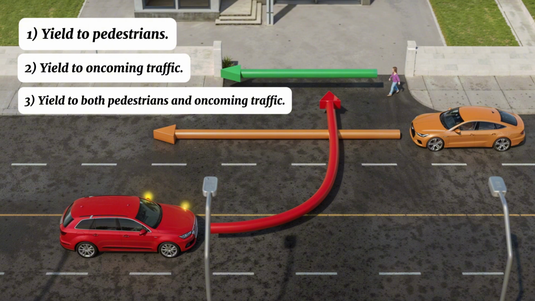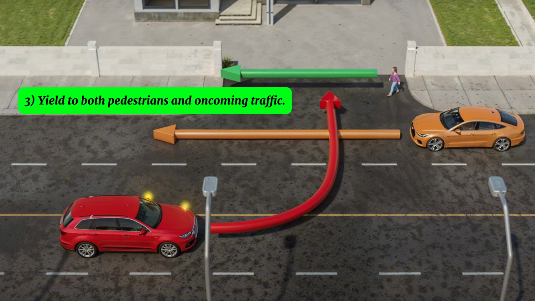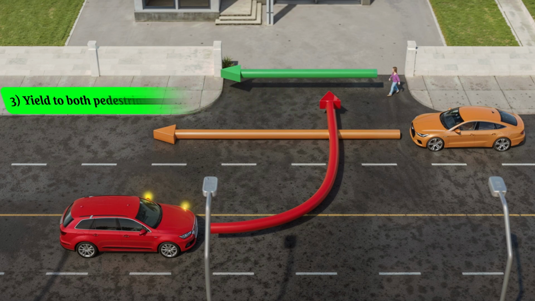Based on these rules, the correct answer is option number 3. You must yield to both pedestrians and oncoming traffic. Congratulations if you got it right. If not, don't worry. This is why we practice. Understanding and following traffic laws will not only keep you safe, but also prevent you from receiving fines or causing accidents. I hope this explanation was helpful.